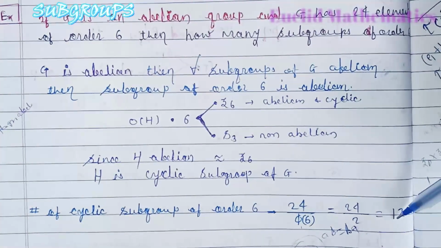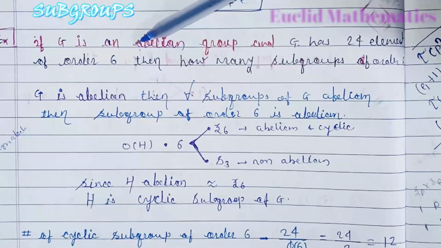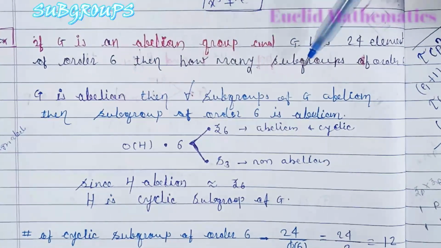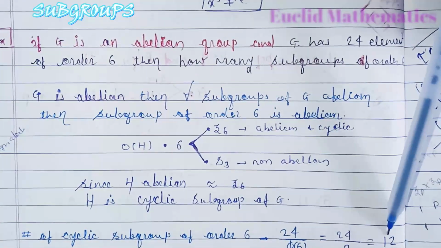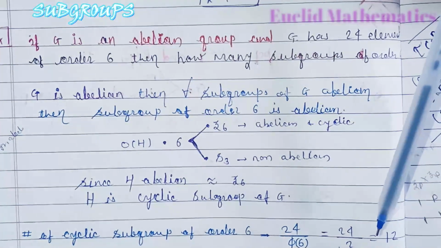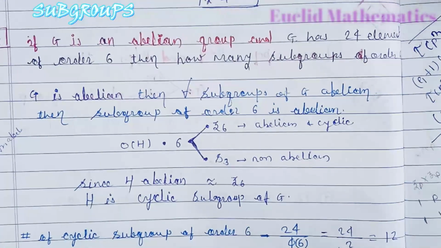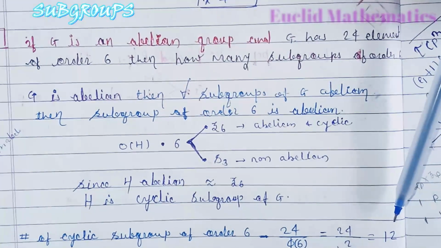That means I got it here: this is a group with 24 elements of order 6, and the total number of subgroups of order 6 is 12. I hope you all have understood how to find the subgroups by using the given properties and the elements of order 6. So I got the cyclic subgroups of order 6.